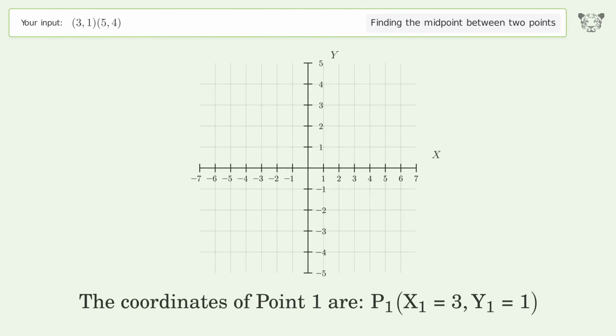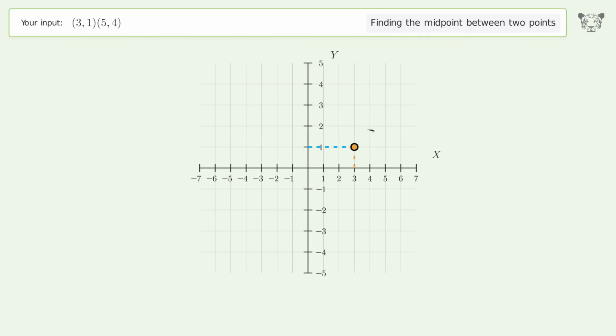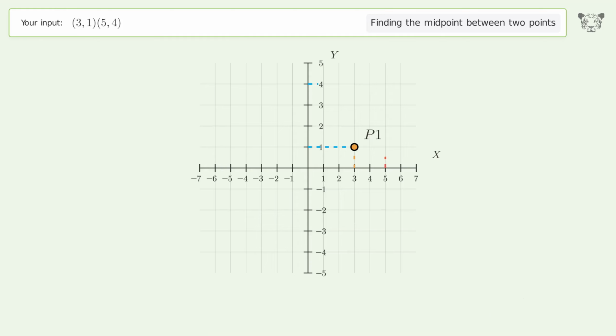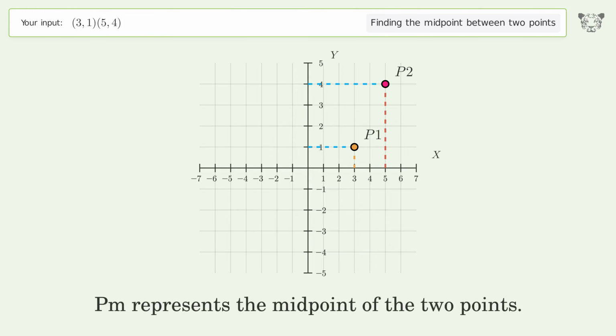The coordinates of point 1 are, x1 equals 3, y1 equals 1. The coordinates of point 2 are, x2 equals 5, y2 equals 4. PM represents the midpoint of the 2 points.